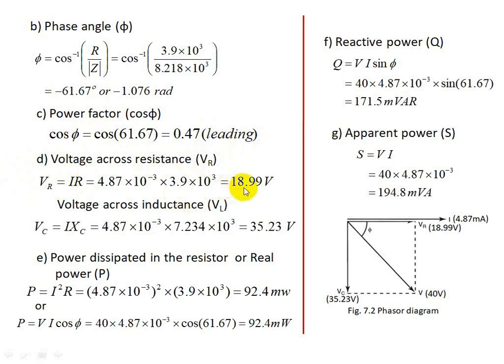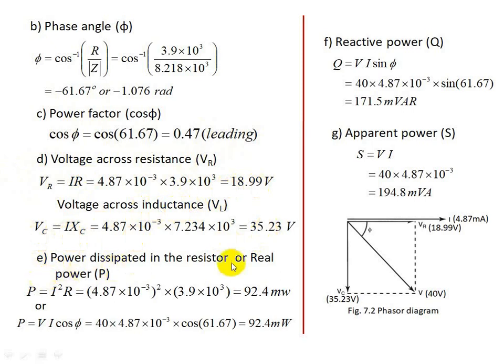Substitute the values and find VR; it is 18.99 volts. Then find the voltage across the capacitance, which is I into XC. Sorry, here it should not be inductance, it should be capacitance. So this value comes to around 35.23 volts.